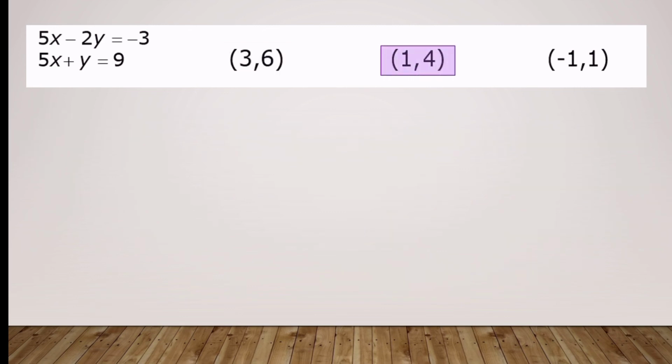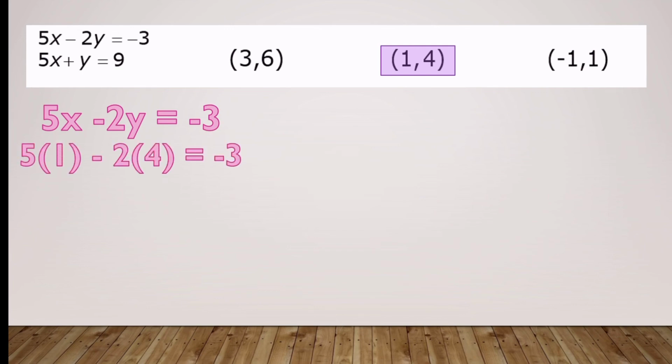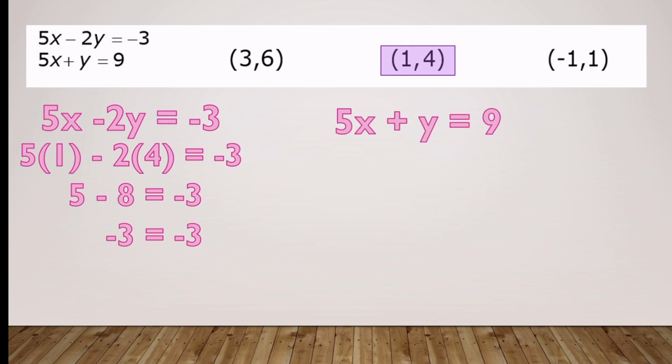So let's now try 1, 4. I'm going to replace it. 1 is going to go in for x, and 4 is going to go in for y. So 5 times 1 is 5. 2 times 4 is 8. 5 minus 8 is negative 3. Does negative 3 equal negative 3? Yes. So then we have to test it in my second.